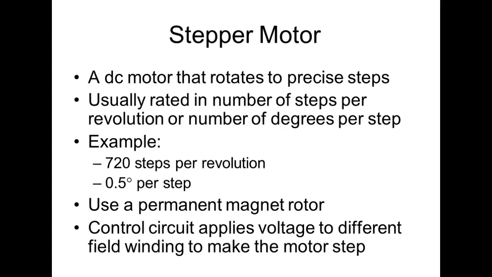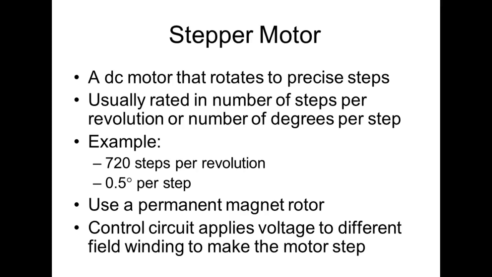But a stepping motor is a DC motor that rotates in what? Yeah, steps. Usually rated in number of steps per revolution or number of degrees per step. So if I had a 720 step motor, then if we divide that into 360, I would get 0.5 degrees per step. We use this thing a lot in no-flow systems.